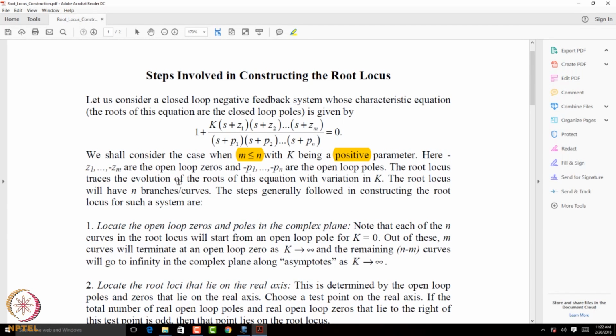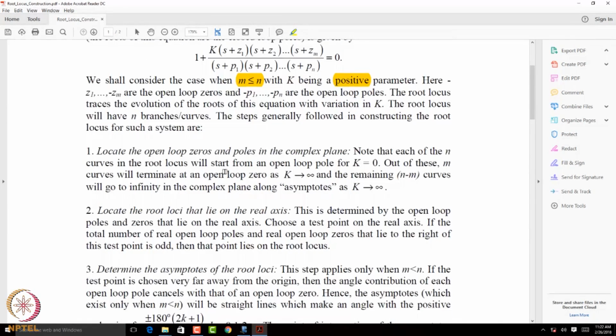The root locus traces the evolution of the roots of this equation with variation in k, and as we discussed, the root locus will have n branches or curves. Suppose you are given a particular open loop transfer function, how do you go about constructing the root locus? You just need to follow these steps. That's all there is to it. The first step is to locate the open loop zeros and poles in the complex plane.